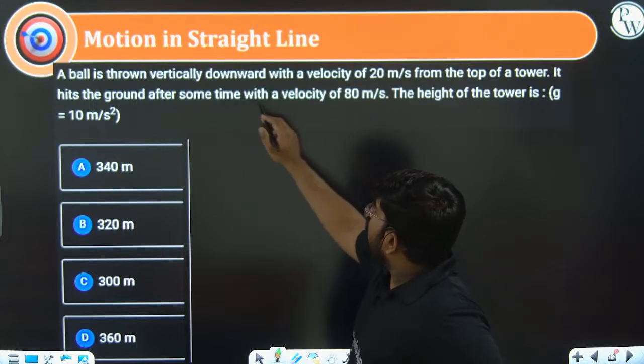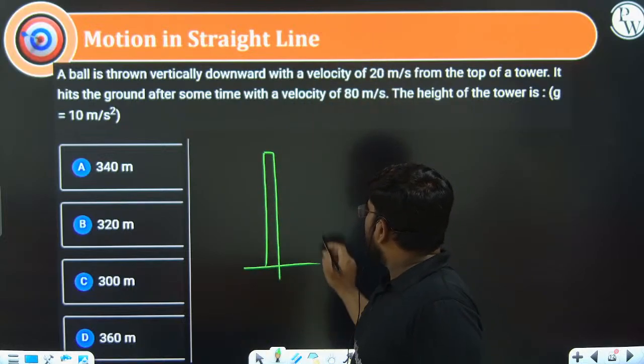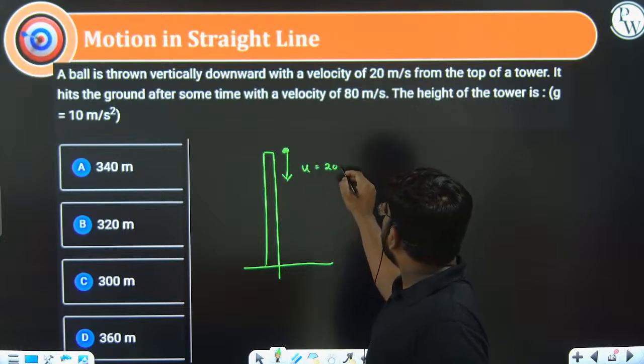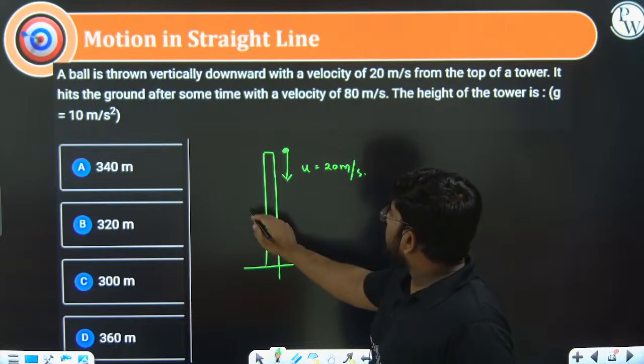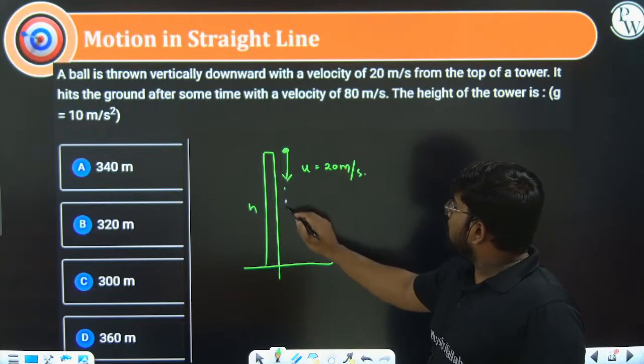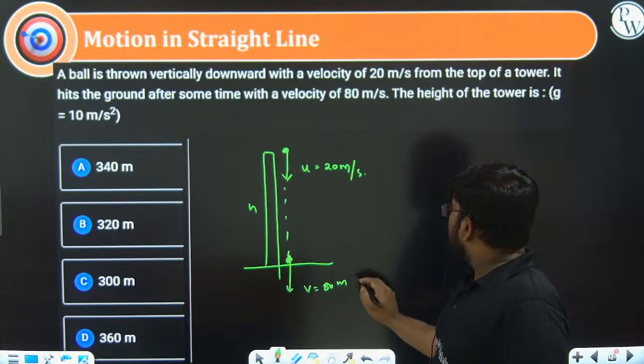A ball is thrown vertically downwards. This is something where we can draw the diagram, where it is thrown vertically downward with 20 meter per second from the top of the tower. It hits the ground after some time with velocity, what velocity? 80 meter per second.